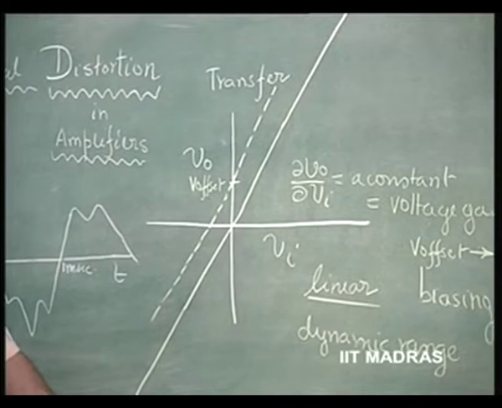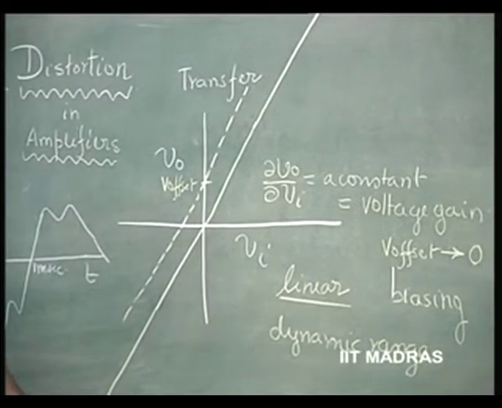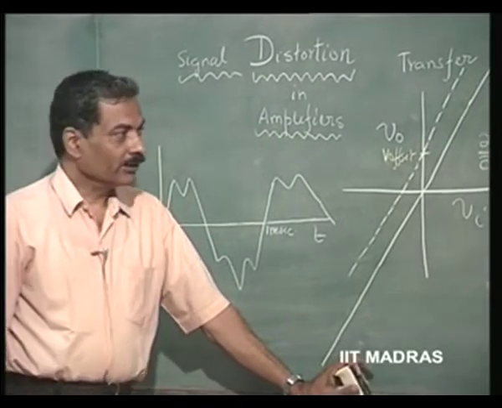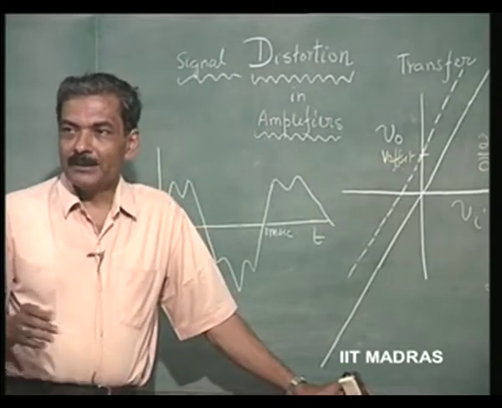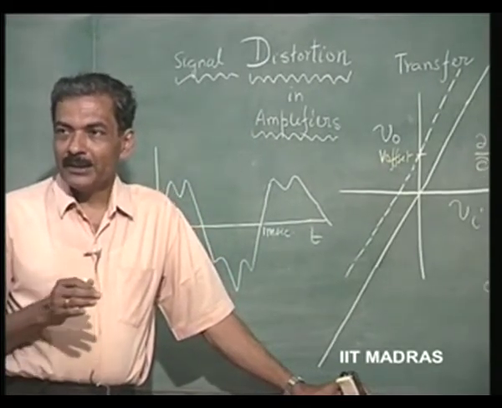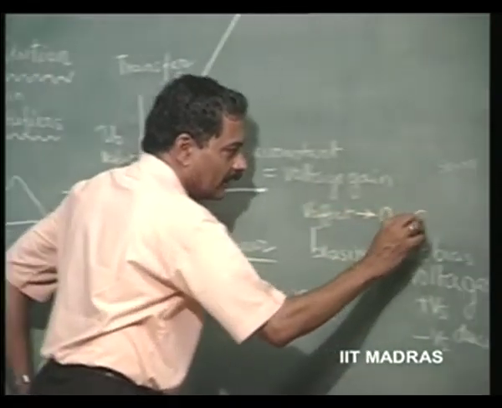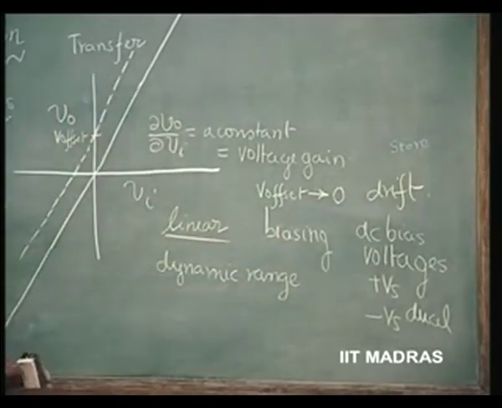Why it should be made very close to 0? Because this offset may not be constant with respect to temperature. See, the offset voltage may not be constant with respect to temperature. It might be changing depending upon the time and temperature. This causes what is called as drift in offset voltage.